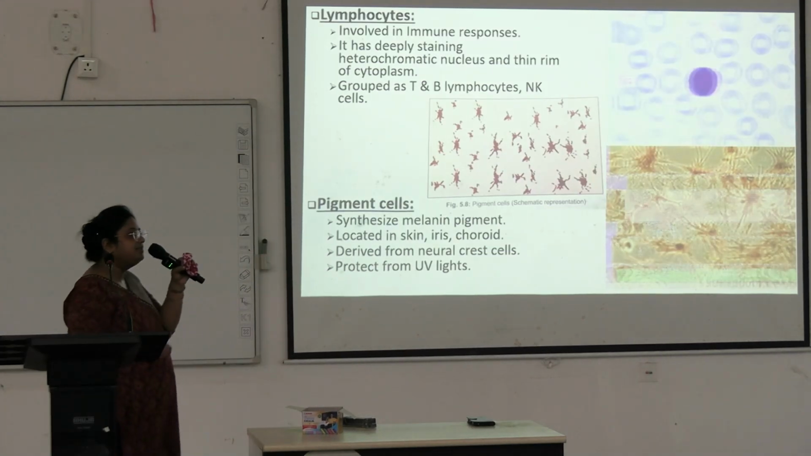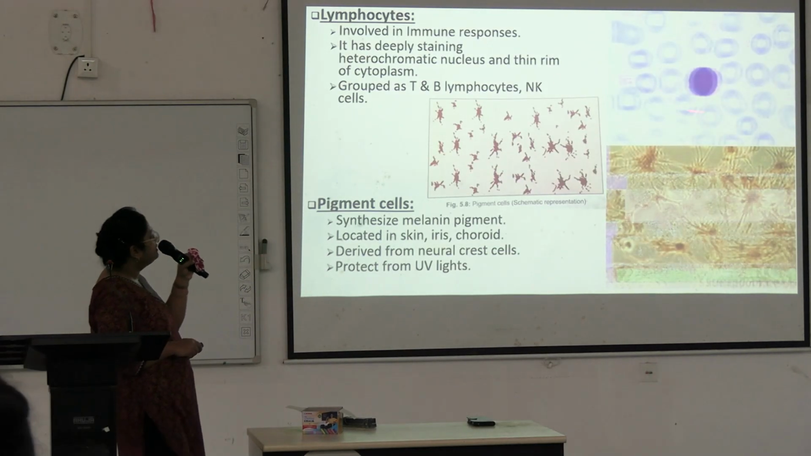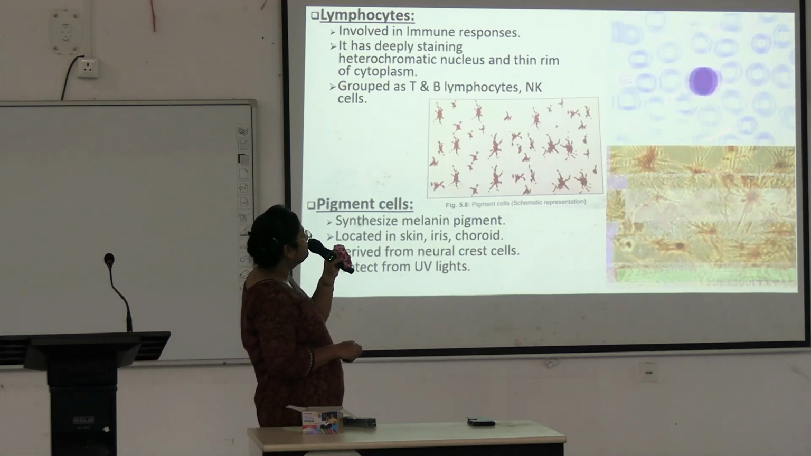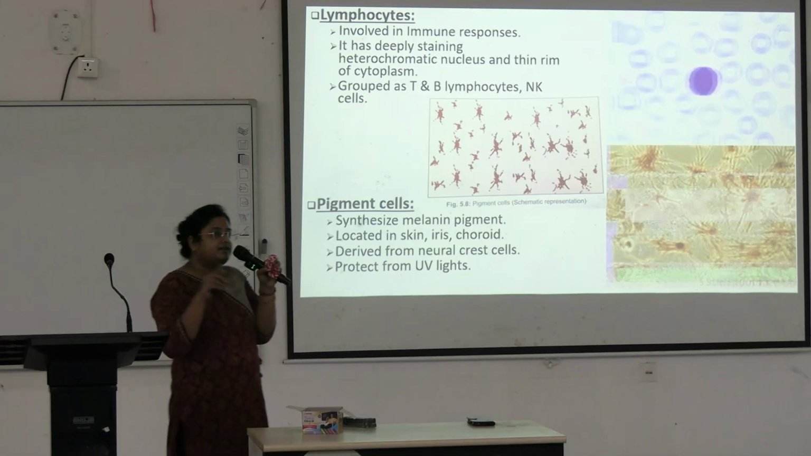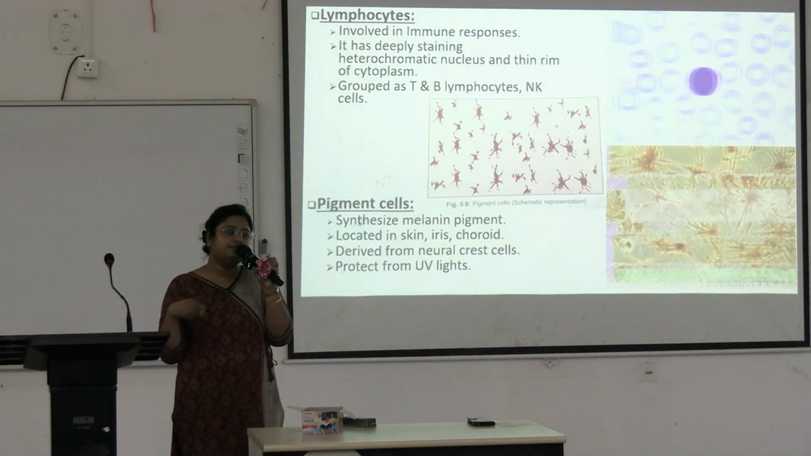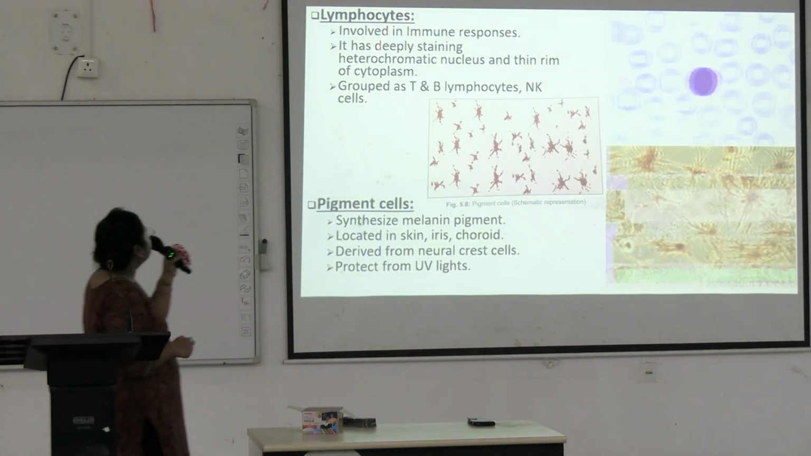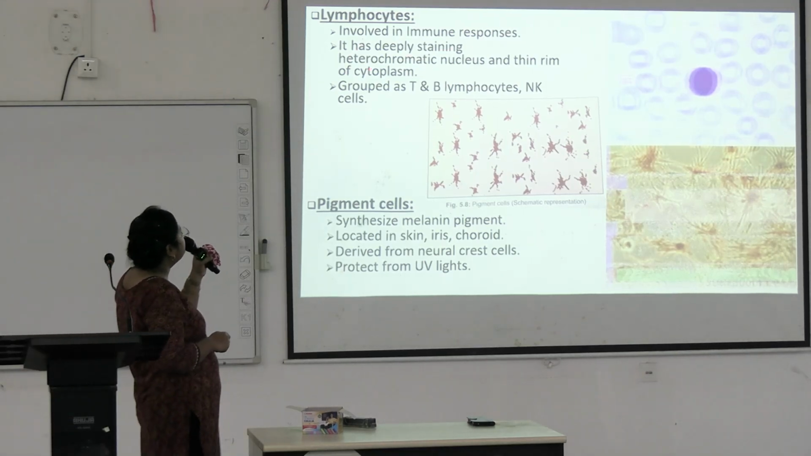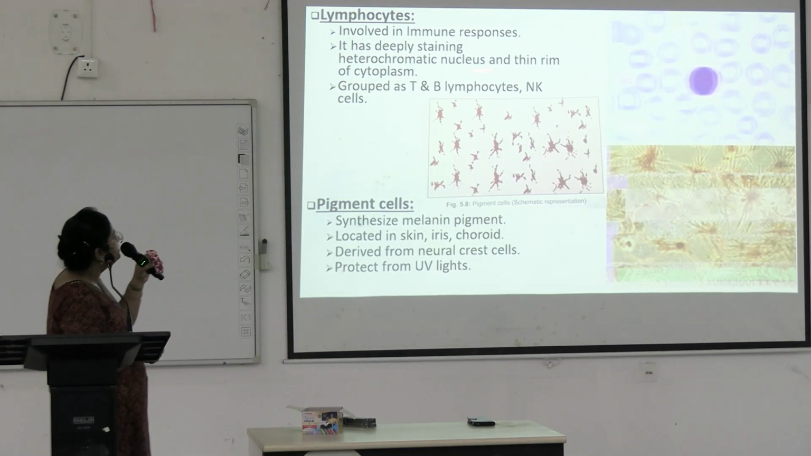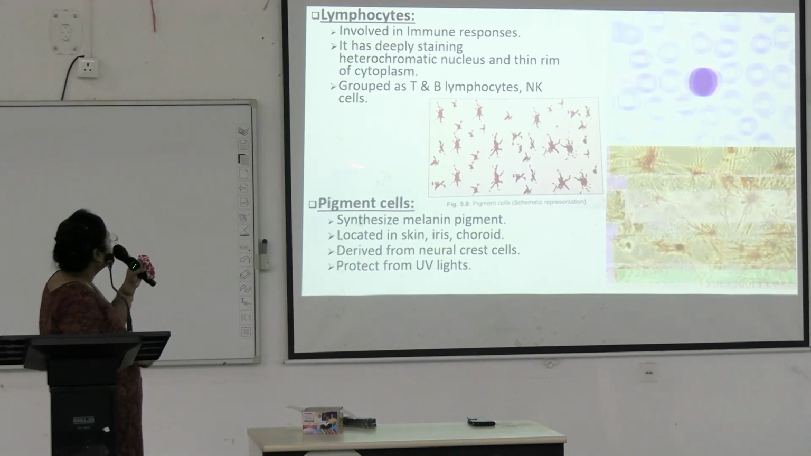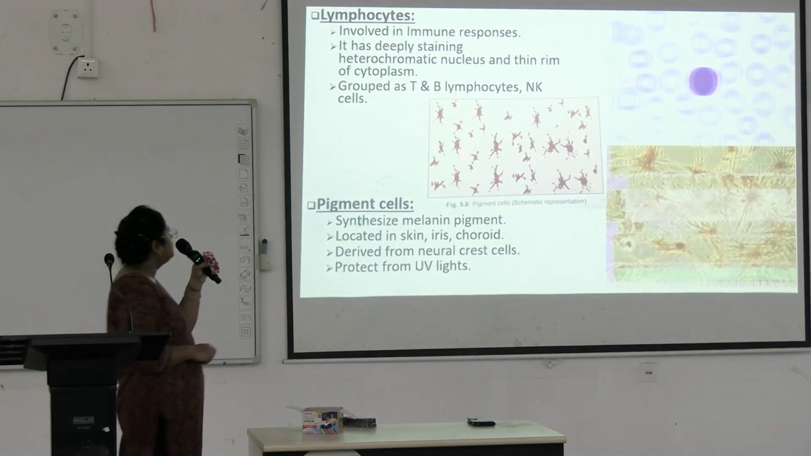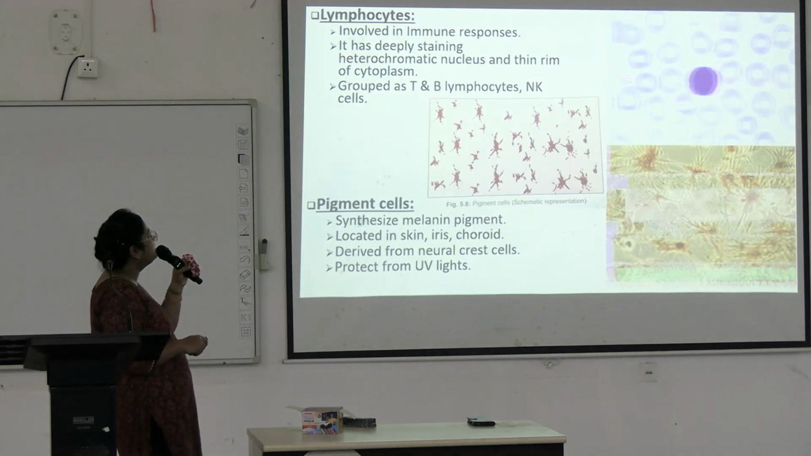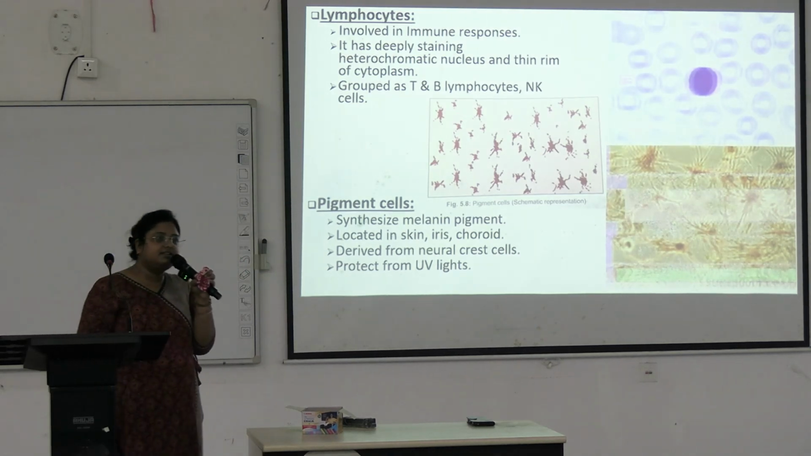Next, we are going to lymphocytes. See, this is a peripheral blood smear. This is a lymphocyte, it looks like this. Large nucleus, very thin rim of cytoplasm. It is involved in immune responses and has a deeply staining heterochromatic nucleus and a thin rim of cytoplasm. Lymphocytes are grouped into three groups: T lymphocytes, B lymphocytes, and NK cells, natural killer cells.